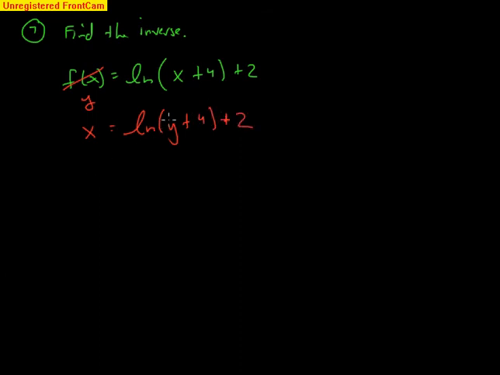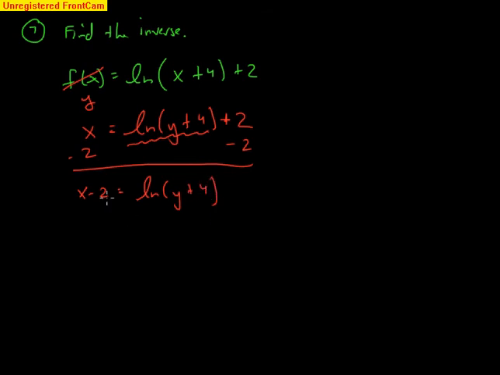And then we had this discussion in class on Tuesday. This I want to get by itself because I want to rewrite it in exponential form, but I have to get the log by itself. This y plus 4 is with the log. This 2 is not. Get rid of it. So on this side we get x minus 2 equals the natural log of y plus 4.